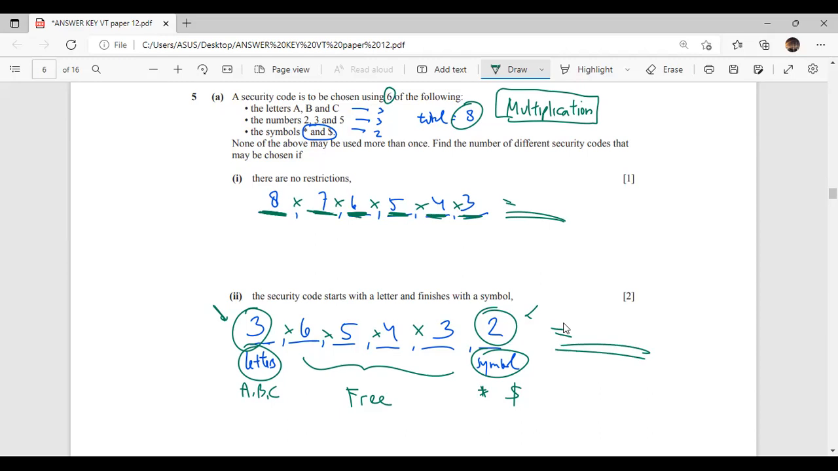Wait. So because you use the letter and symbol, it takes away 2, so it becomes 6, 5, 4, 3. Yes, it takes away 2. Why? Because of the first and last positions, right?